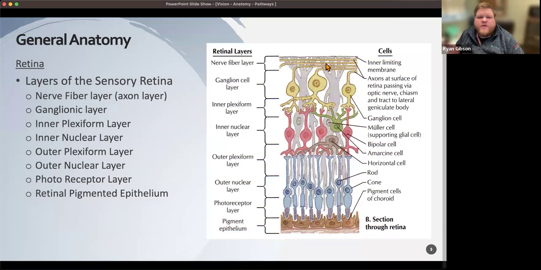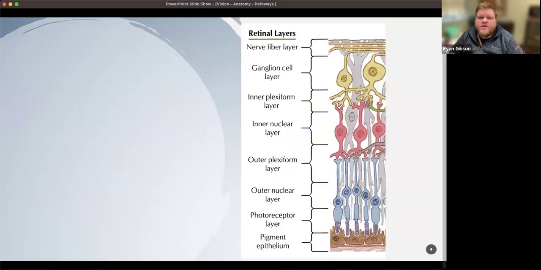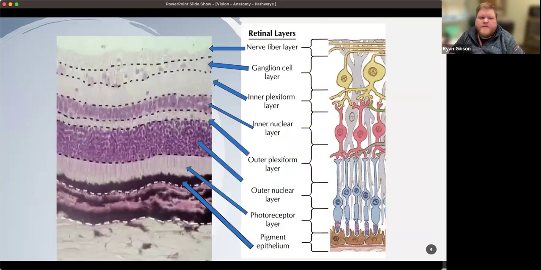And we start up here with this nerve fiber layer. The nerve fiber layer is the layer that is closest to the inside of the eye. The pigment layer is on the outside. So light is going to come through first through this nerve fiber layer and then has to go through all these layers before it gets way down here. And we're going to break down and talk about each of these layers individually. Some layers are more important than others, all right?